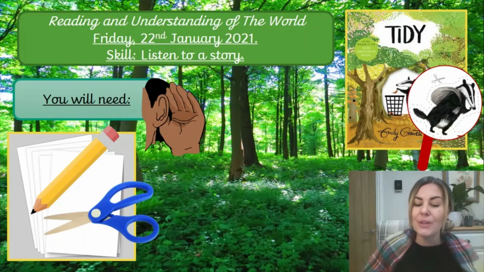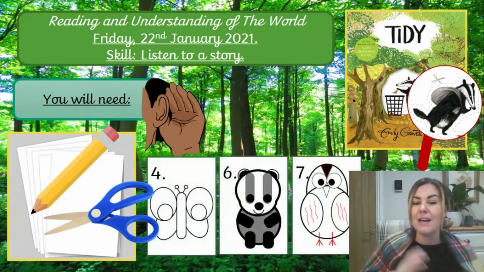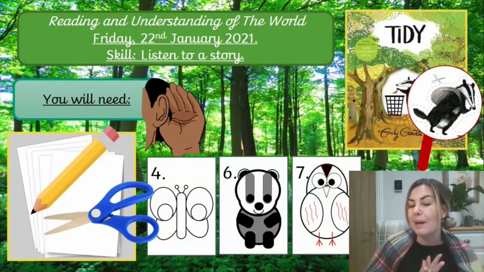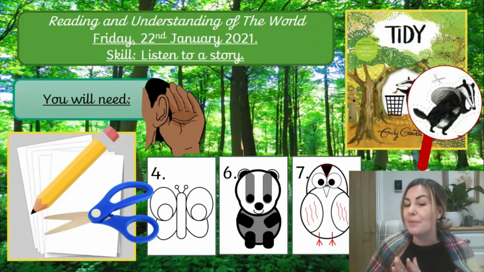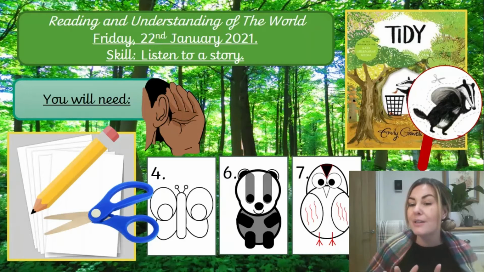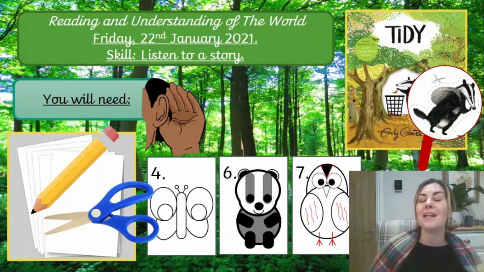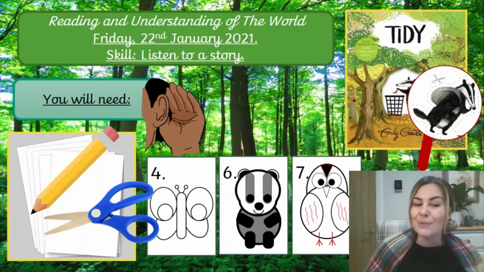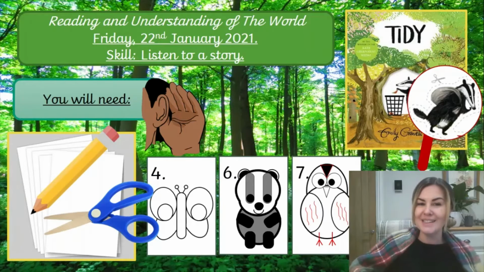Now, on the next slides, I'm going to show you how to draw a butterfly, a badger, or an owl. But if you would like to make your own stick puppet with a different animal, pause the video now, go off and do that, and then you can skip ahead to the end where I read the story. If you would like to learn how to draw one of these animals, then stick around and ask a grown-up very nicely if they can skip ahead to the right section. So when you're ready, we'll get started.